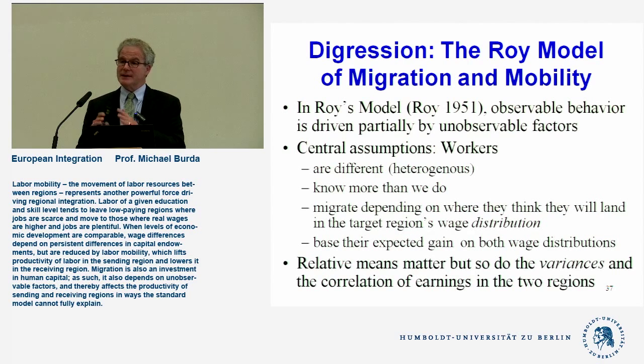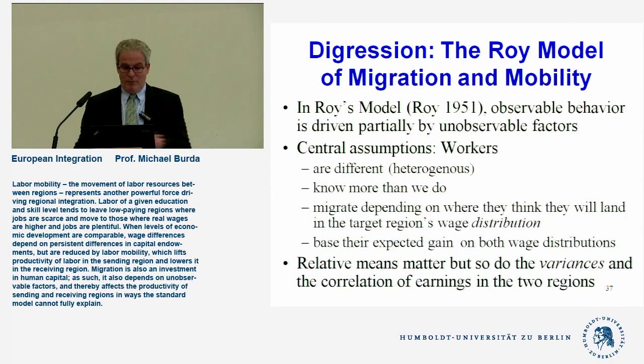But what matters then is not just the mean, and you all have taken statistics. What matters is the variance of both distributions, and it also matters what the covariance is between the two draws. So if I have a high wage here, does it mean that I'm going to get a high wage in France if I move to France? Well, probably, but not necessarily.